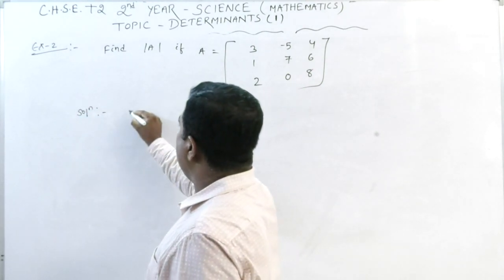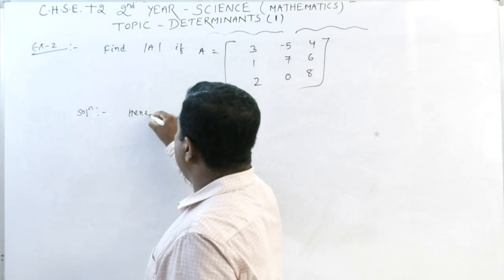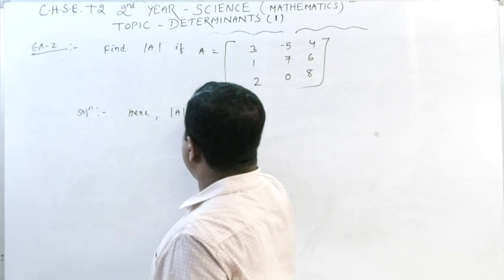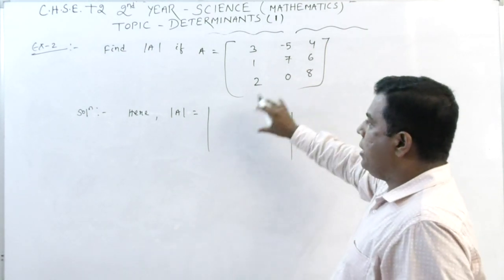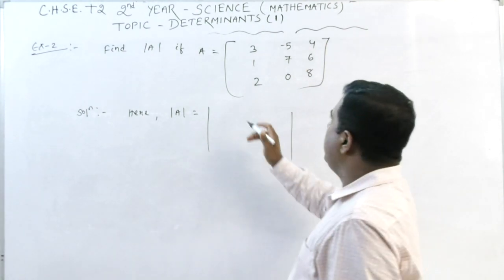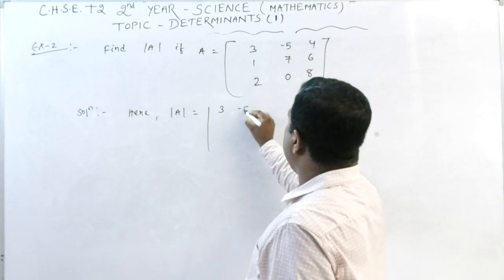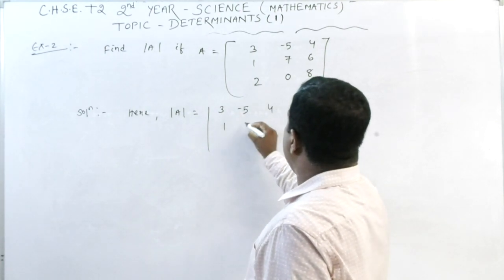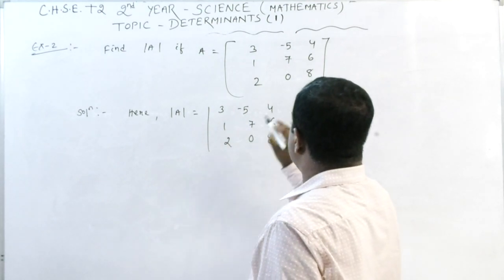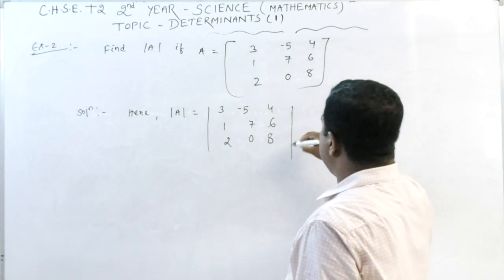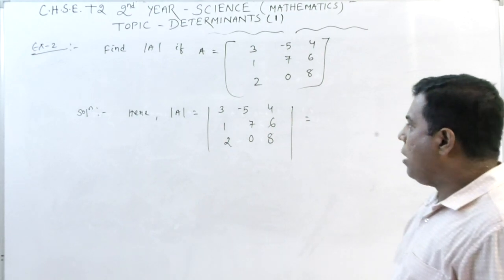You see here, determinant of A means we have to write the matrix initially in the determinant format. So it is 3 minus 5 4, then 1 7 6, again 2 0 8, and now I have to evaluate it. How?